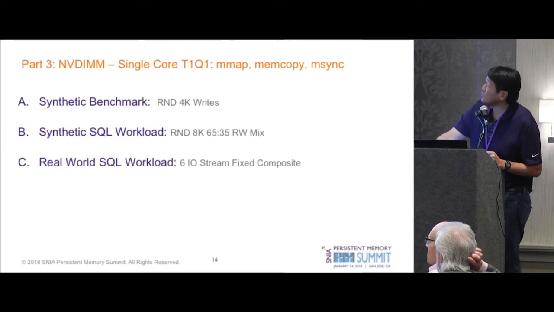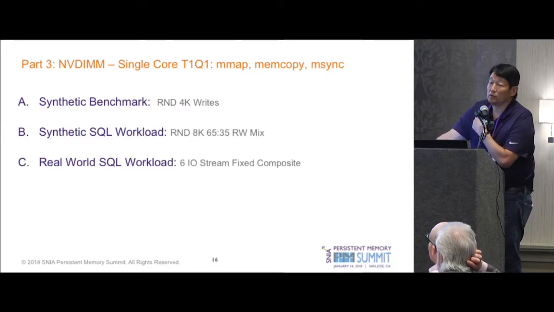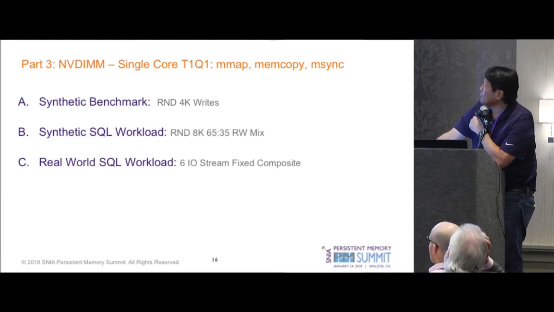Now we're going to look at a single core situation. CPU core is single. We're going to look at map, memcopy, and memsync. So in the first case, there'll be no flushes. In the second case, there'll be non-temporal writes. In the third case, we'll be doing msync, software write-through.